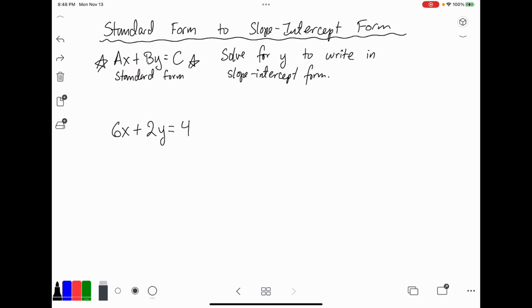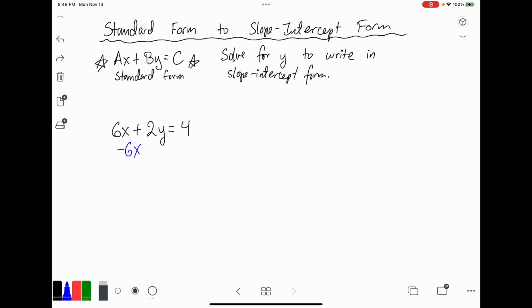So all you really have to do is solve for y. It's a very simple technique. So first of all, if a linear equation is given in standard form, all you have to do is first move the x term to the other side of the equation. So in this case, we want to move the 6x over to the other side.